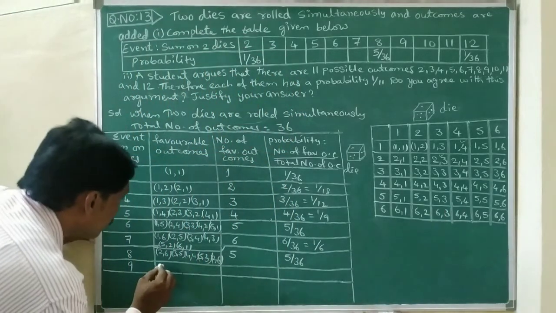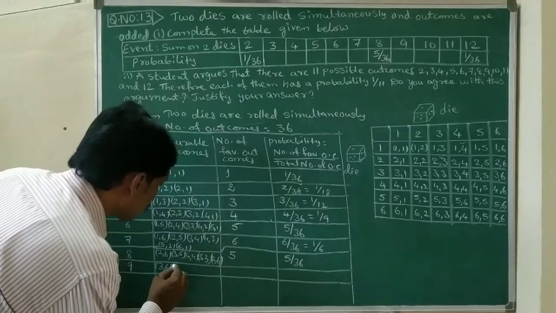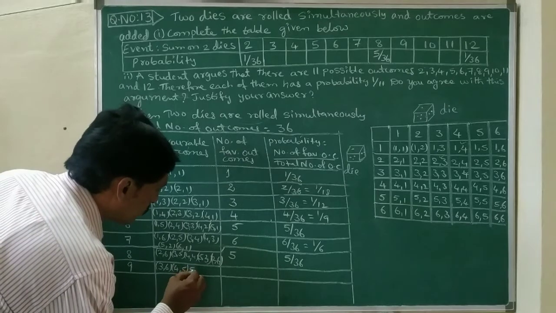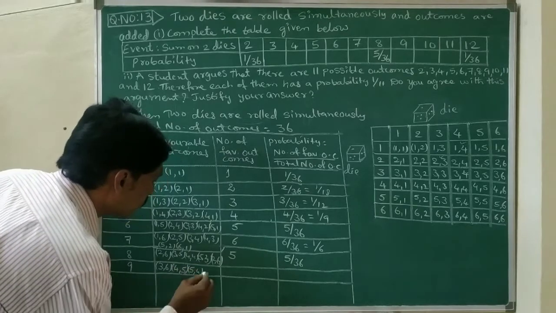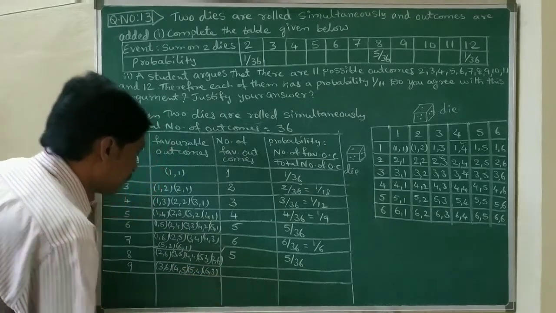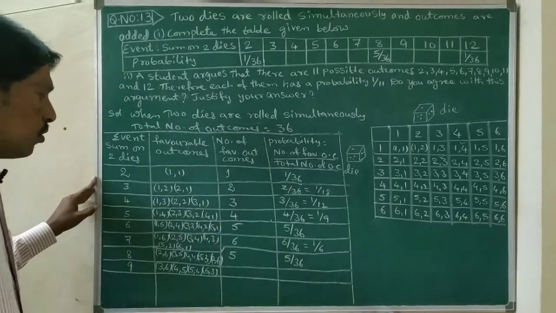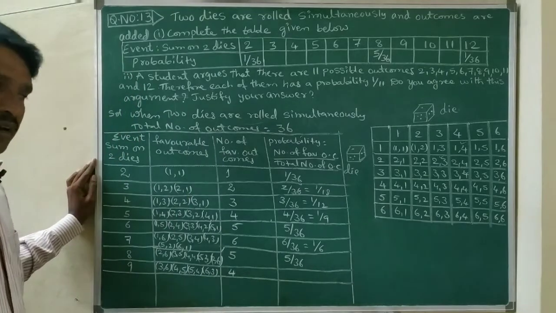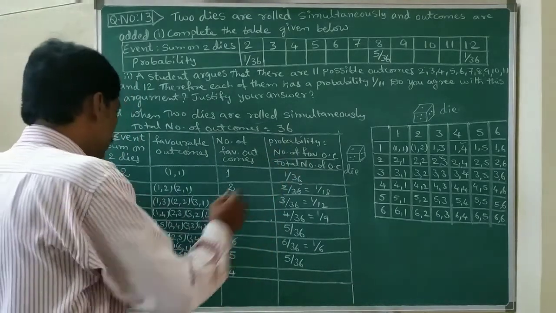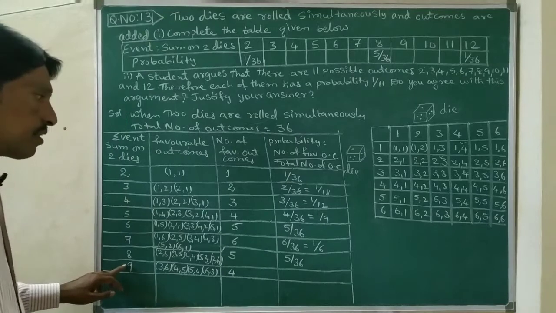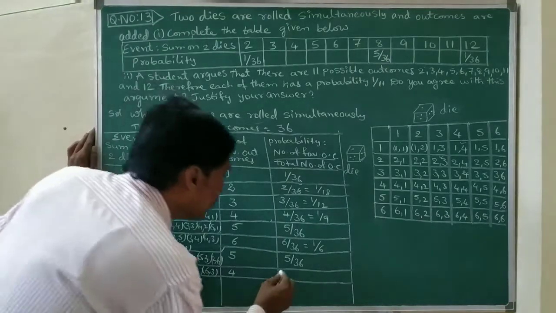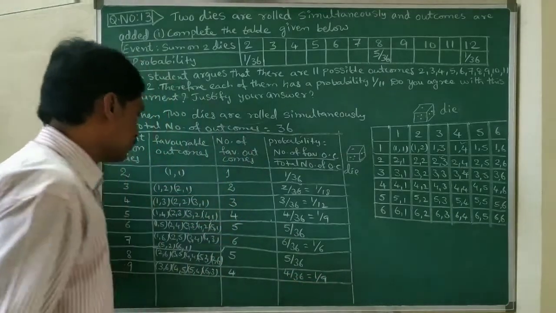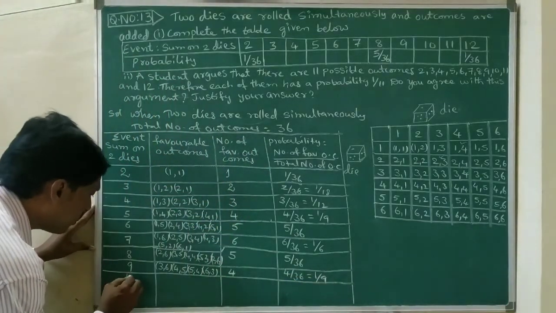Means we need to take 3 comma 6, 4 comma 5, 5 comma 4, 6 comma 3. So the number of favorable outcomes we are getting is 4. So the probability of getting a sum of 9 on 2 dice is 4 by 36. That equals 1 by 9. Next, the sum on 2 dice is 10.